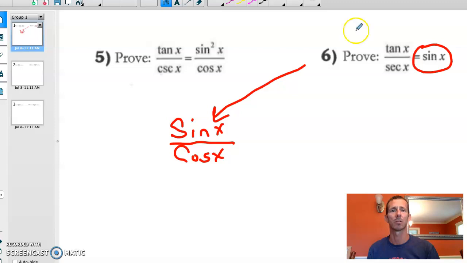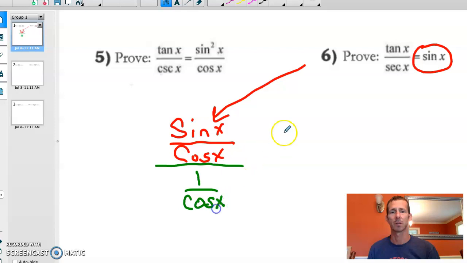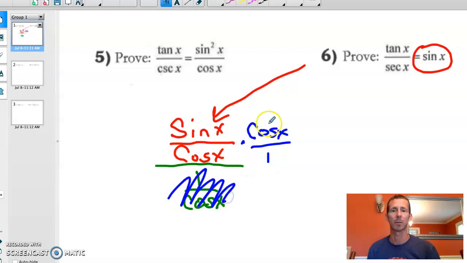Now, what we also know is secant is 1 over cosine x. That's one of your reciprocal identities. So 1 over cosine x. So again, there's 2 trig functions listed here. I just rewrote each one separately in terms of sine and cosine. And now I'm going to apply regular rules of dividing fractions. Becomes times the reciprocal. So the reciprocal of 1 over cosine x is cosine x over 1. So again, just like number 5, dividing is the same as multiplying by the reciprocal.